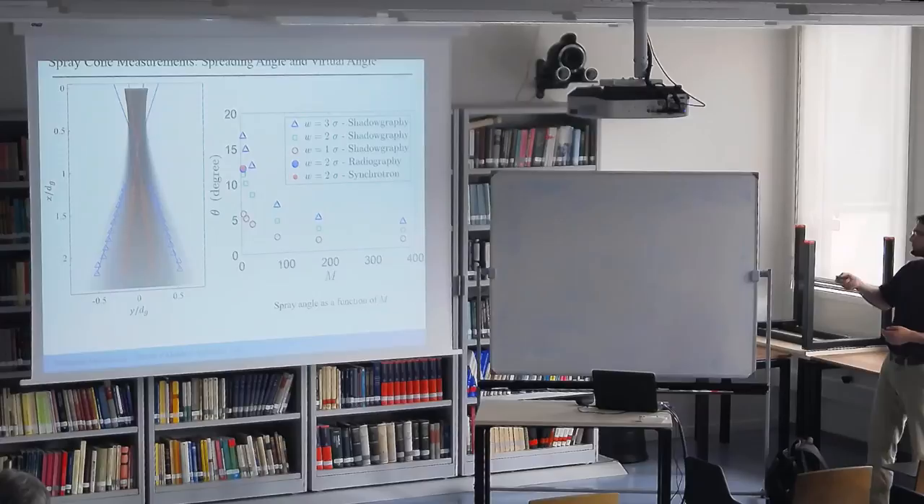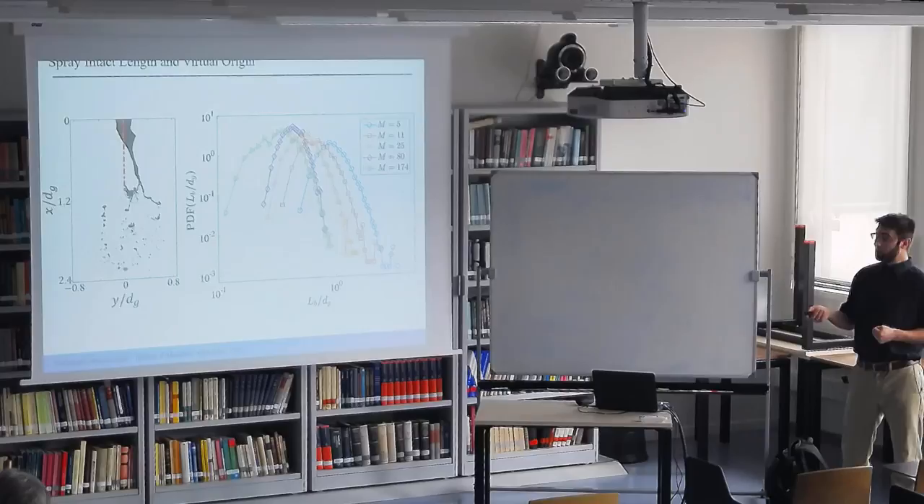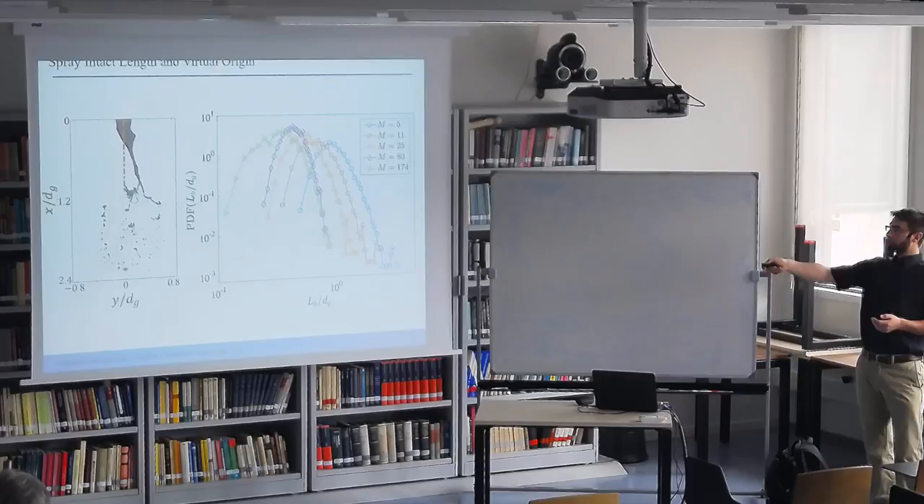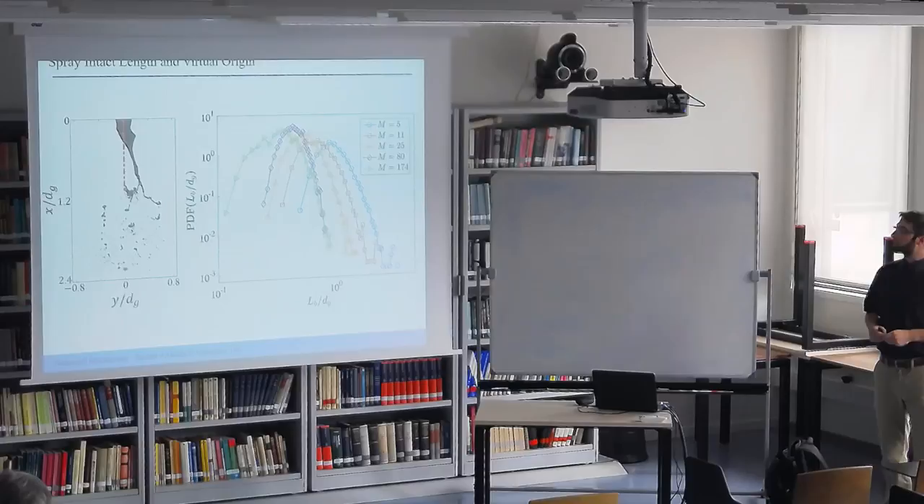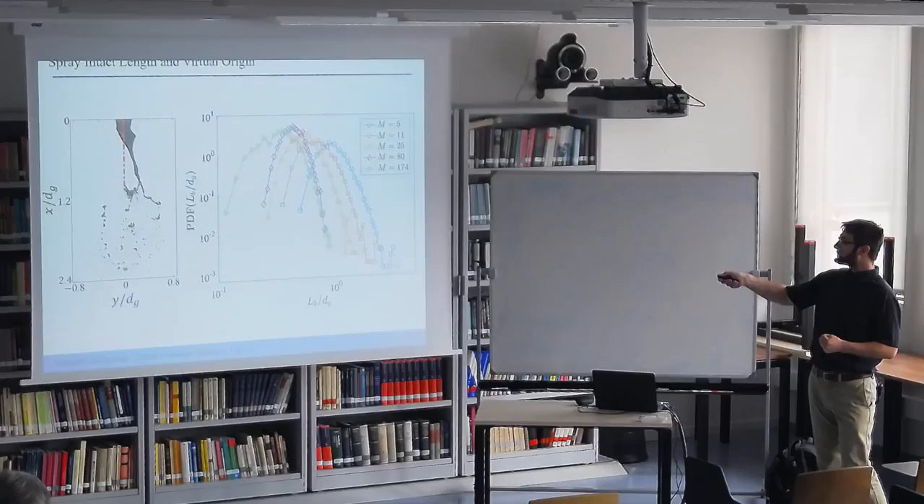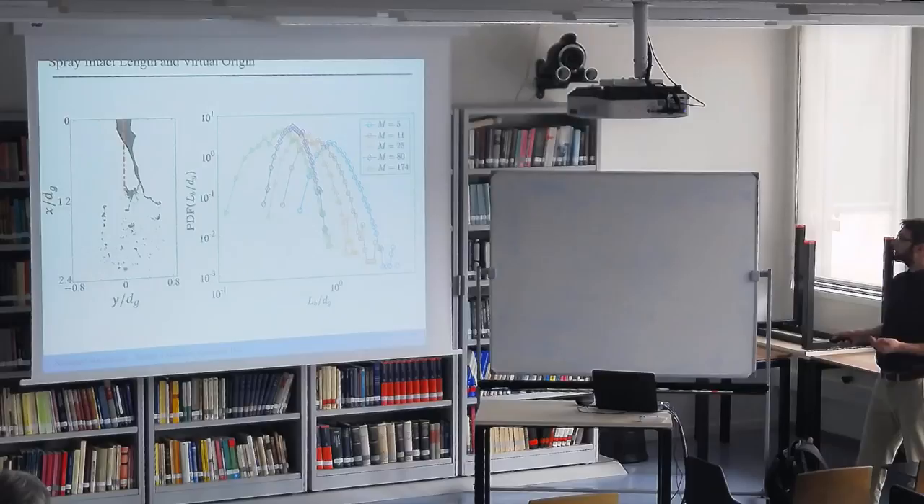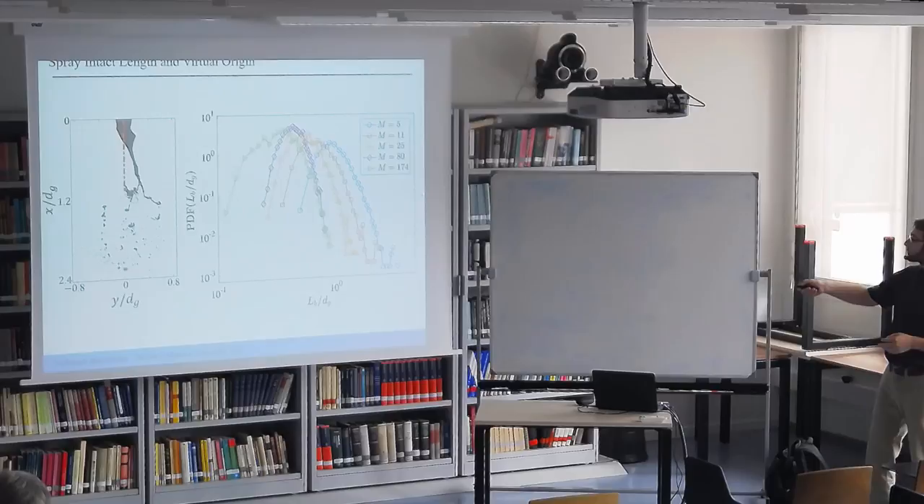We'll look at it in comparison with the intact length that I have introduced before. Let me just tell you how we measure it. We take the smoothed image, we threshold to detect this intact core, and we measure instantaneously the longitudinal extent of our liquid jet. And so we can look at the distribution of those intact lengths. They tend to be log-normal, with an average that decreases when you increase your momentum ratio, when you increase your gas speed, and they tend to become a bit wider when you increase this momentum ratio.